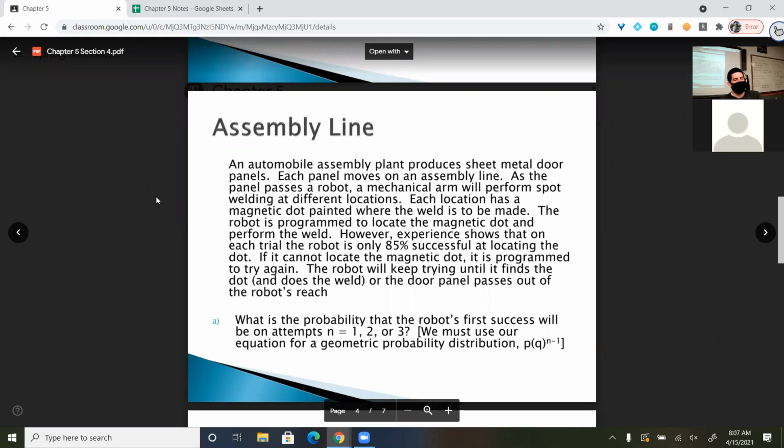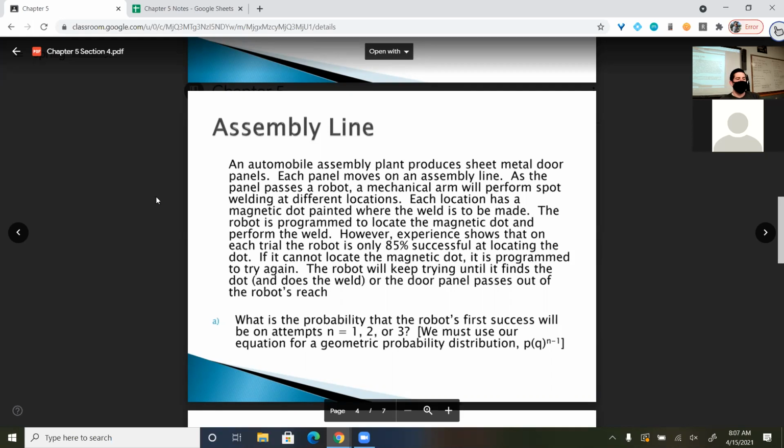an automobile assembly plant produces sheet metal door panels. Each panel moves on the assembly line, and as the panel passes a robot, a mechanical arm will perform spot welding at different locations. So each location is set by a magnetic dot, and basically the robotic arm has a sensor. It looks for that magnetic dot, it finds it, does a spot weld, and it moves on. But as we know, nothing's perfect. In fact, this one is only 85% successful, and that would be locating the magnetic dot, making the spot weld, and letting the door move on.